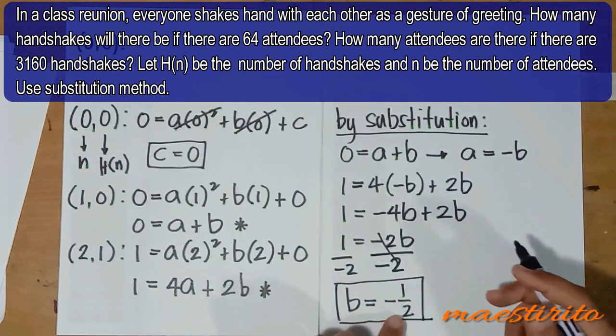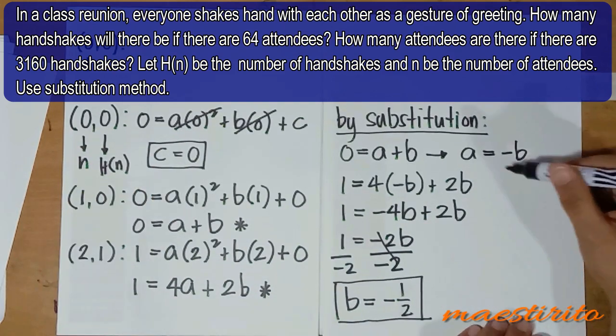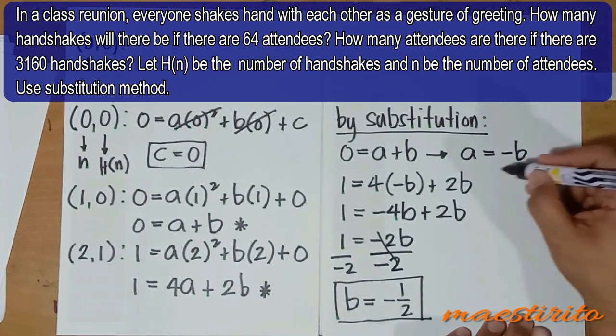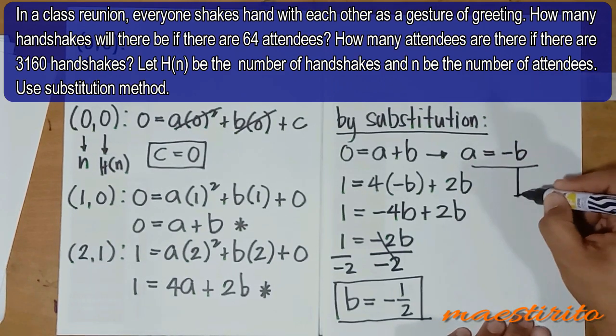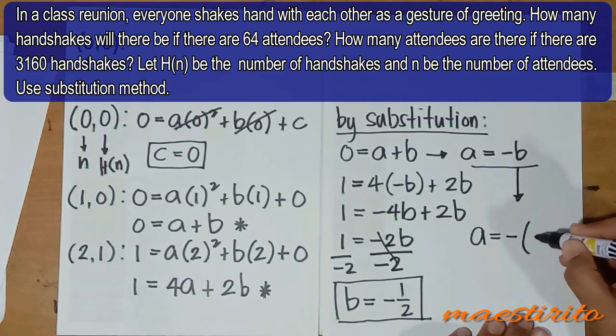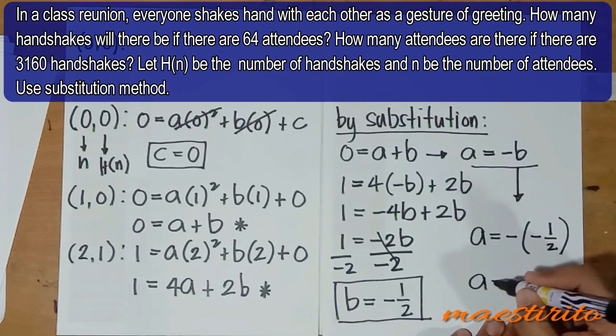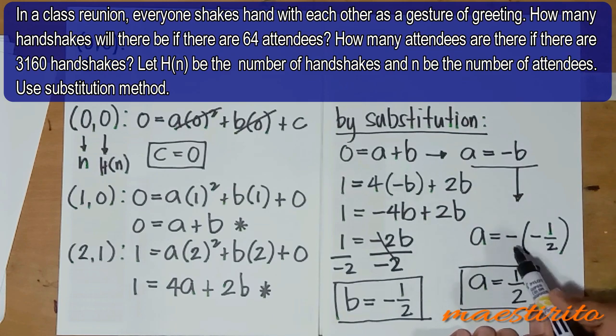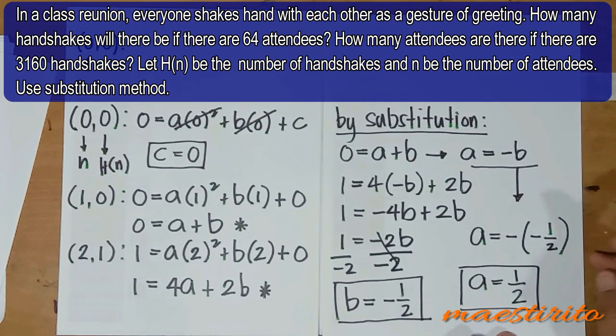So we now have b as negative 1/2, c as 0. Then it's time for us to find the value for a. Let's go back here. a is equal to negative b. Since a is equal to negative b, and we already have the value for b, which is negative 1/2, by substitution again, finally we can have a as positive 1/2, because negative 1 times negative 1/2 is positive 1/2. So finally, we already have the constants for a, b, and c.